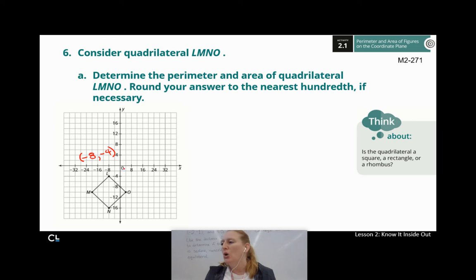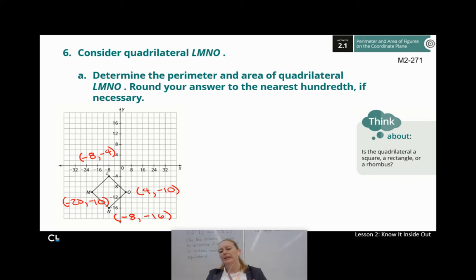Coordinates for O are at 4 to the right, and oh gosh, how far down is that? It's like -10. 8, 10, 12. Yeah, that works. The coordinates for N, it looks like we're at -8, and then we went all the way down to -16. And then the coordinates for M, it looks like we went all the way over to -20, and then down to -10.